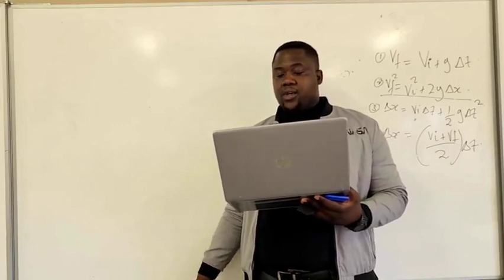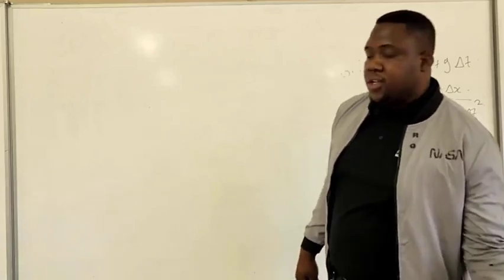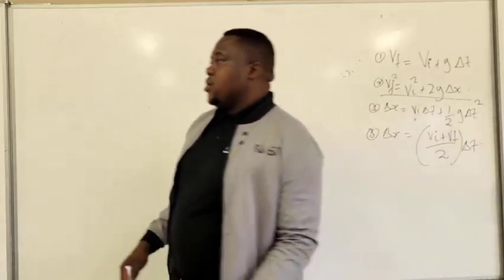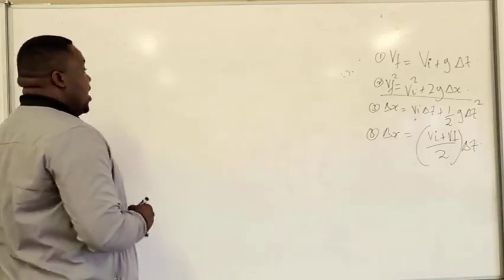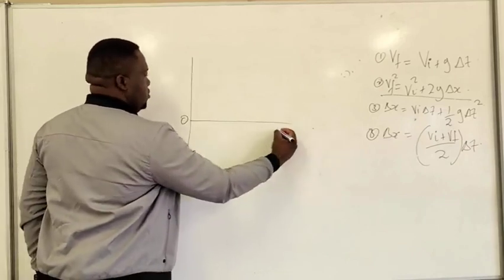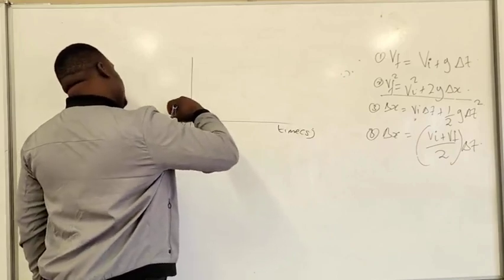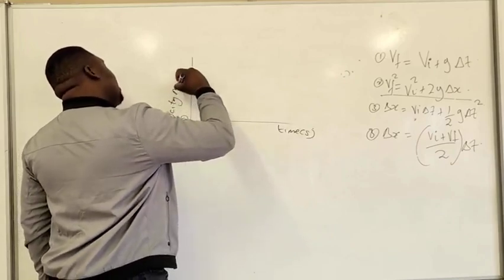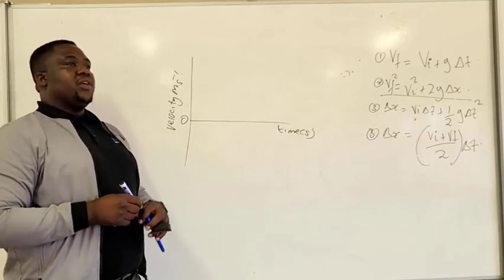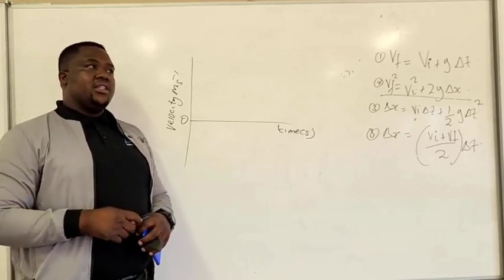No values required. Sketch the velocity time graph. It is out of 2. So we can just make this, then 0. You can have the time here in seconds and the velocity here in meters per second. So the question says that we must sketch a velocity time graph, with no values needed.